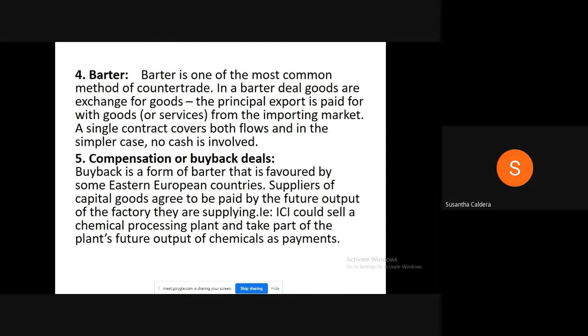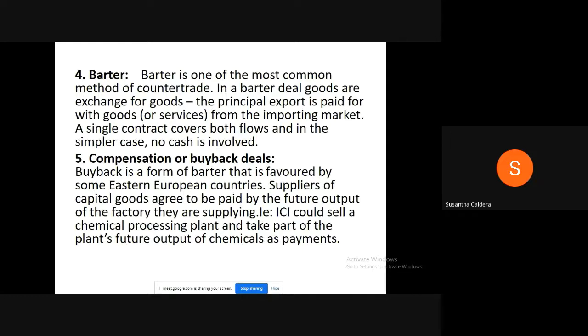Okay? In a barter deal, goods are exchanged for goods. Okay? The principal export is paid for with goods or services from the importing market. A single contract covers both flows, and in the simpler case, no cash is involved.